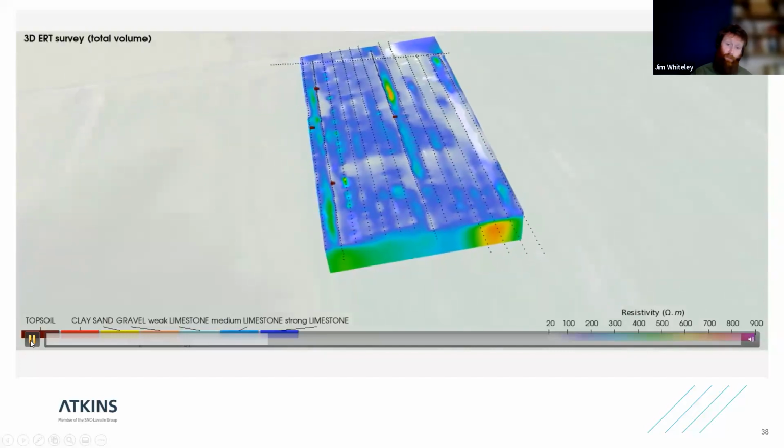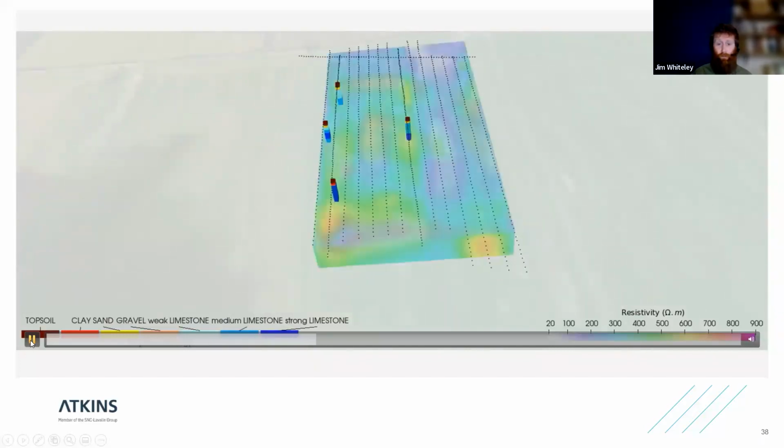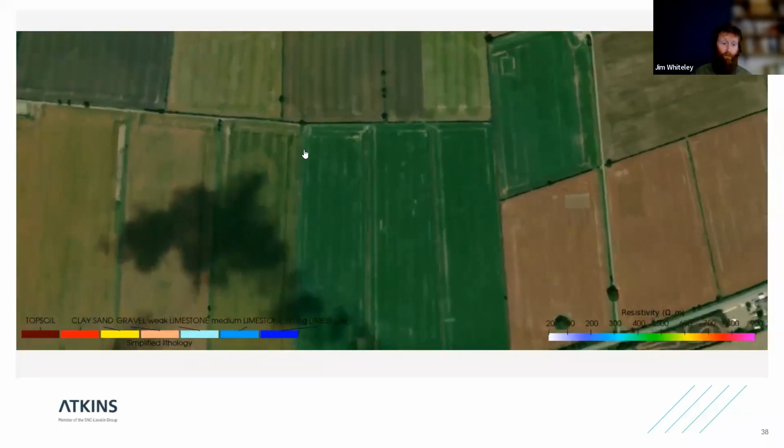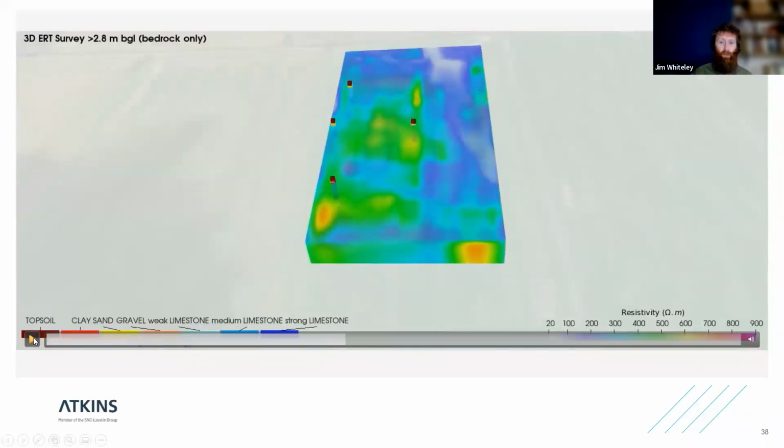And what we can do is, I mentioned that we had a sort of thickness of superficial deposits. We can basically strip that back. So we're just looking at what is effectively the bedrock surface here, about 2.8 meters below the ground. And we can see quite clearly here where these 3 boreholes just happen to have intersected what we think is probably the stronger material on the site here.